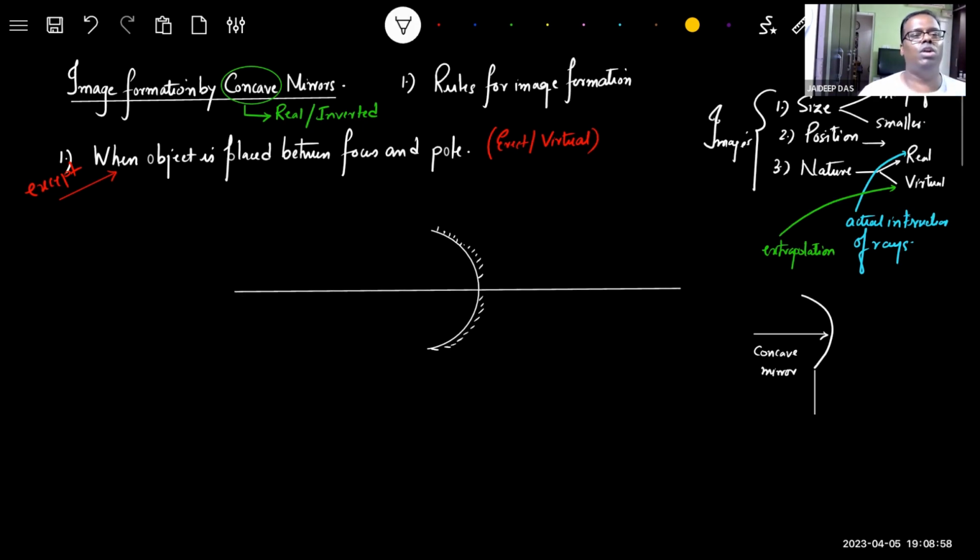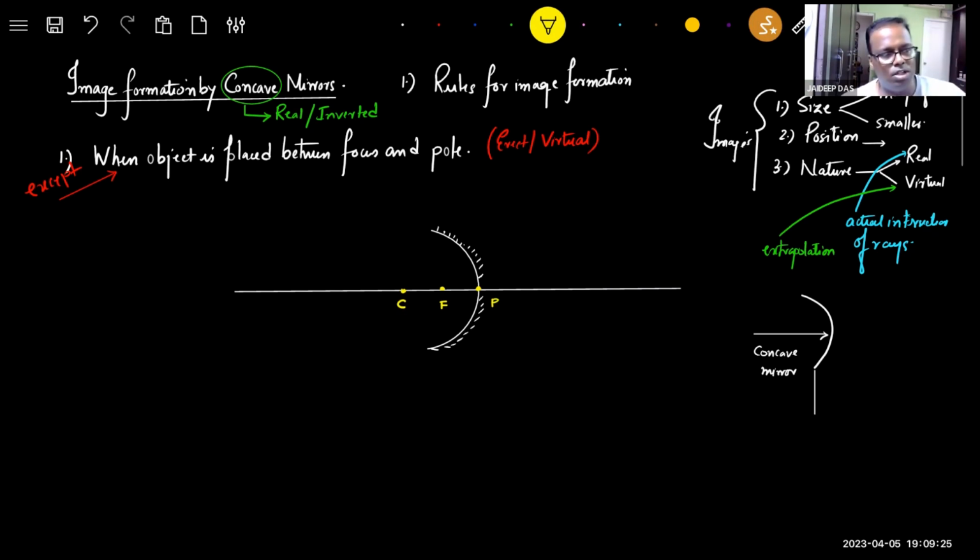Now, what will I do? I have to mark out all my points. So what are the points? This is my pole. This is my focus. And this would be my center of curvature, right? They should be exactly equal. This is my center of curvature. So I call this C, I call this F, and I call this P. Have you understood? C stands for center of curvature, F stands for focus, and P for pole.